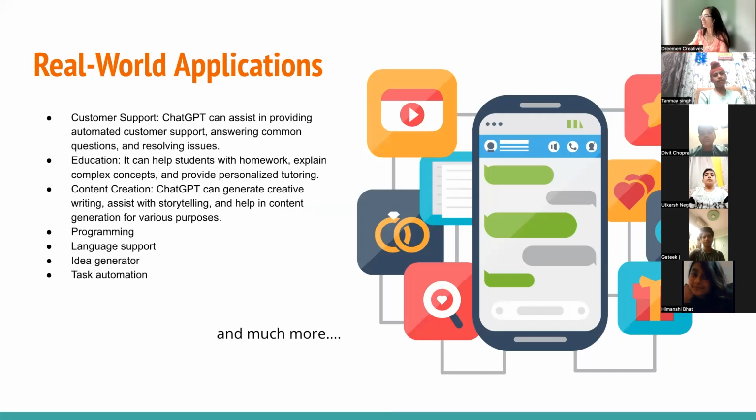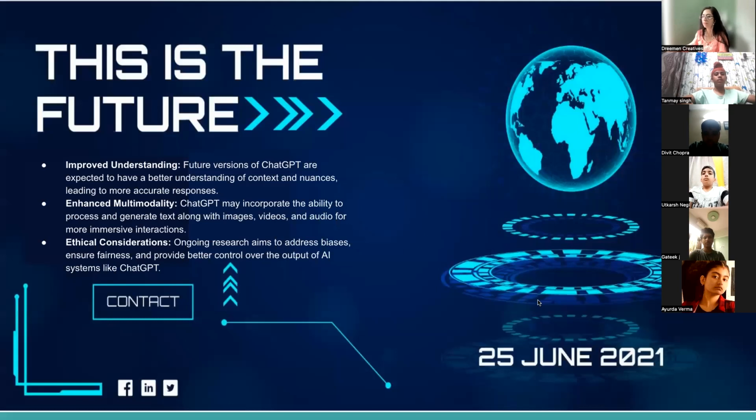So real world applications, where it's going to go. Customer support. ChatGPT can assist in providing automated customer support. We all know that. In education, it's definitely giving a lot of help. In content creation, it's boosting everything. In basic level programming, it's really good. Language support, you can use any language there. And idea generation, task automation, repetitive tasks, they're quite comfortably done in ChatGPT.